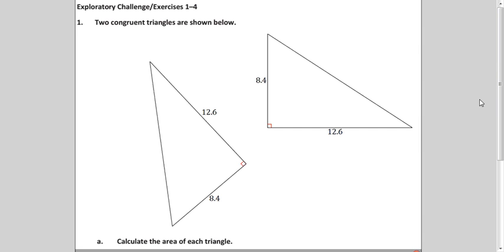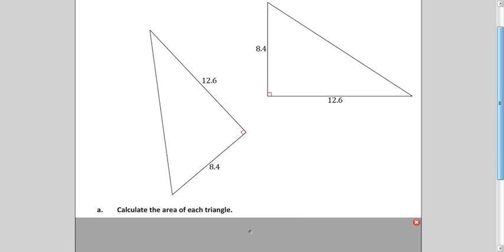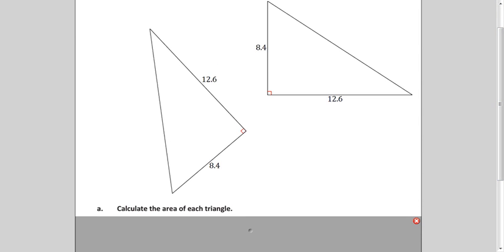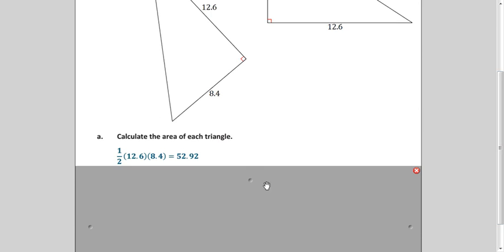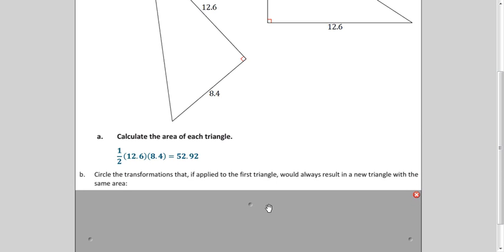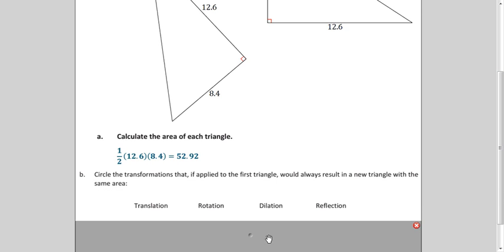In this example, we have two congruent triangles, and we want to calculate the area of each one. Why don't you try that? Well, they both have the same base and height, so they both have the same area, just 52.92. And which transformations will always give us another triangle with the exact same area? Which of these four will do the job?